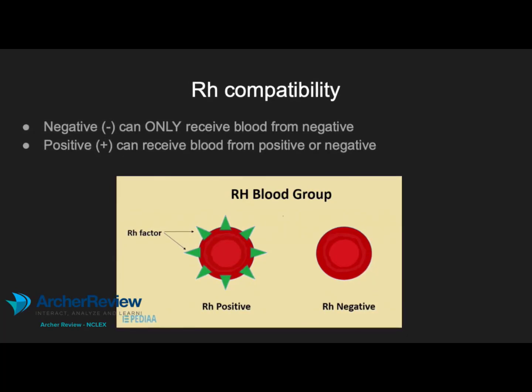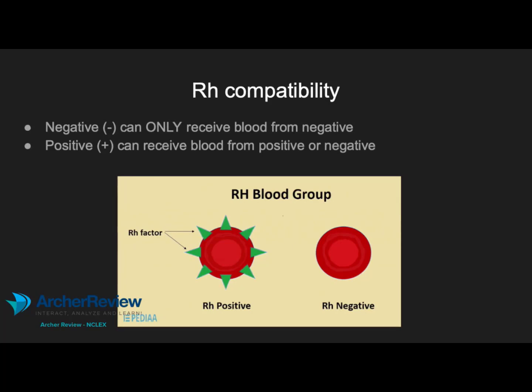Remember, if they're negative for the RH factor, they will need to receive negative blood. Most hospitals have a large supply of O negative blood because that is universally acceptable for blood transfusions in all patients. All right, that's everything you need to know to ace your questions on blood compatibility.